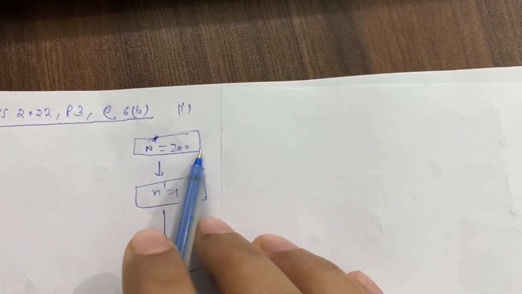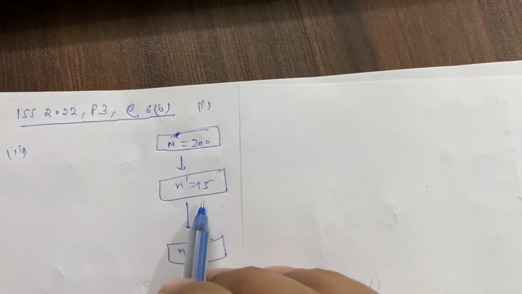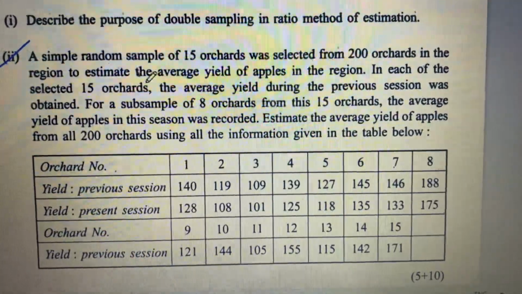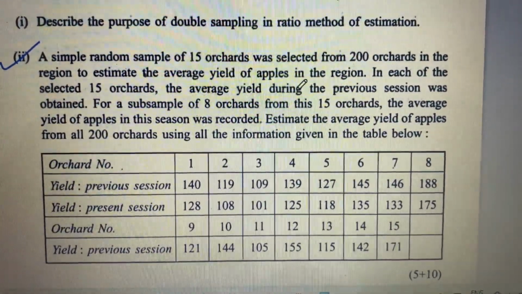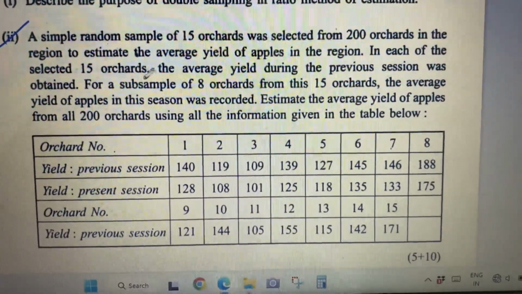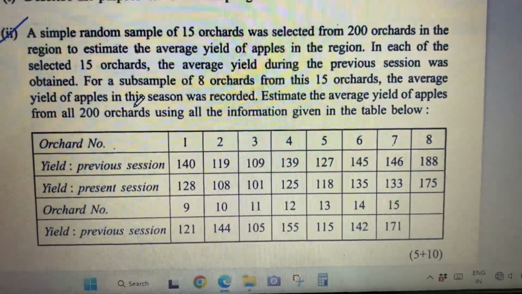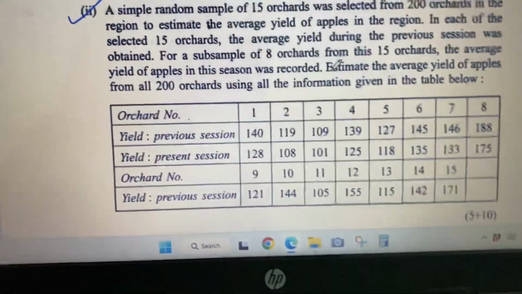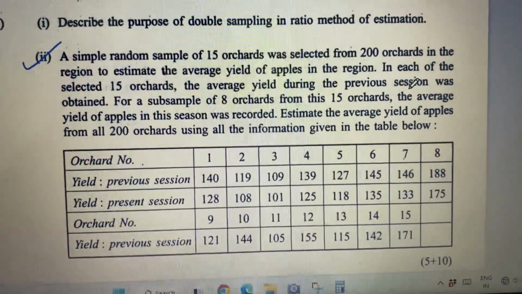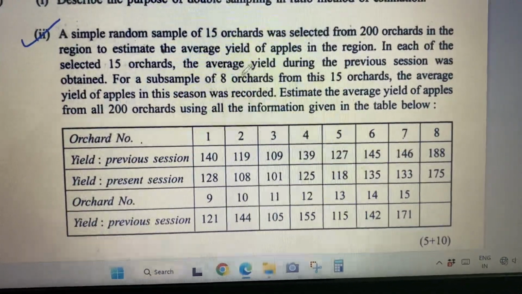So the population is 200 orchards, and we have selected a sample of 15 orchards. In each of the selected 15 orchards, the average yield during the previous season was obtained. Then suppose a subsample of 8 orchards from the 15 orchards, where the average yield of apples in the current season was recorded. So they are saying that in each of the 15 orchards, the average yield during the previous season was recorded, and then they take another sample of 8 orchards.